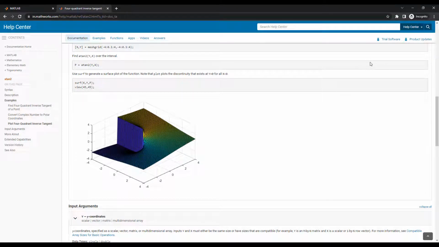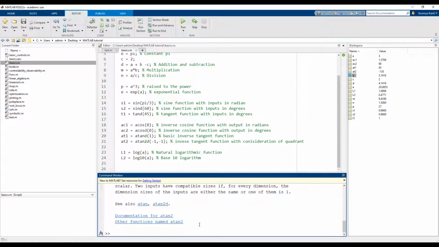I would highly encourage you to use these, and there are also other websites which provide help. We highly encourage you to search online and explore other possibilities of using these functions. So this was more or less about the basics of MATLAB, how it looks and how it works.